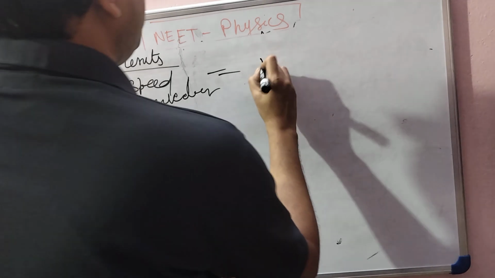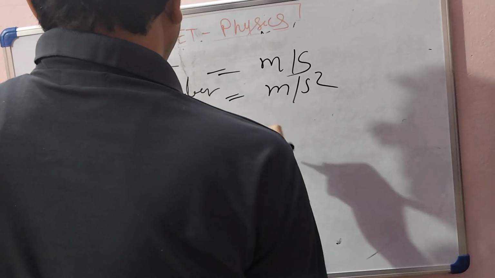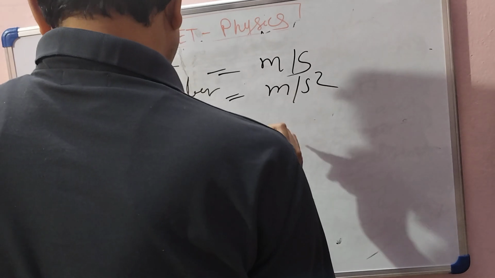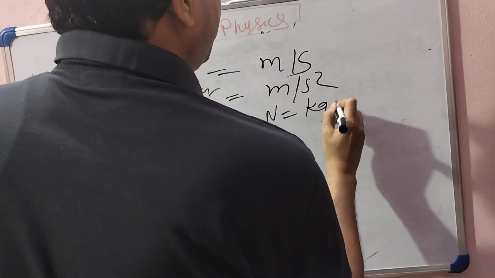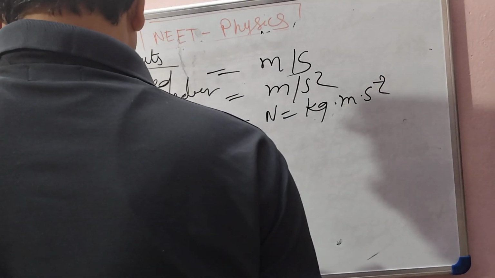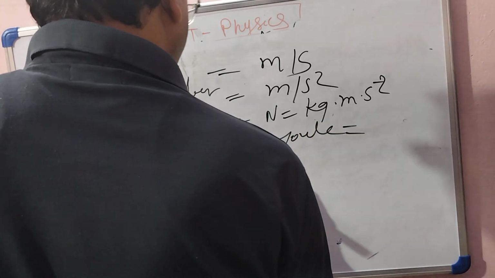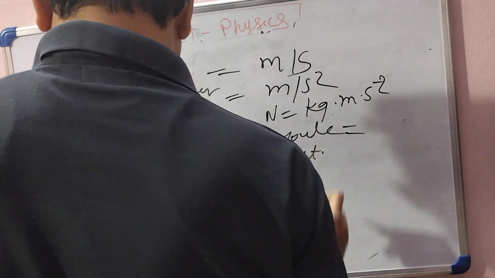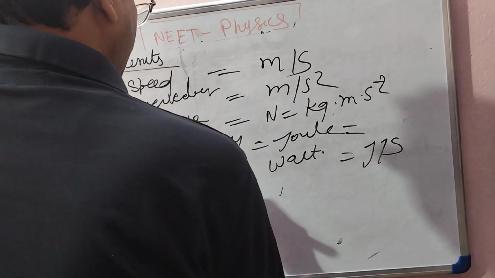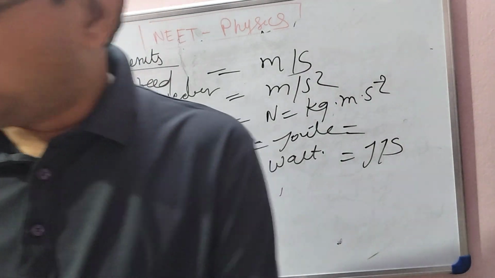The unit of speed is meter per second. Unit of acceleration is meter per second square. Unit of force is newton or kilogram meter per second square. The unit of energy is joule, and the unit of power is watt, joule per second. P equal to W by T, the unit of W. Just write down in class.